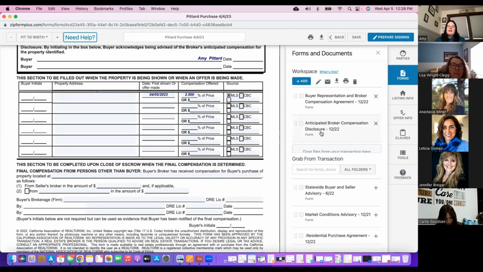Yeah, for the most part, your BRBC is probably being signed before this form's being signed, because your BRBC should be signed before you go show properties. So you would sign that, and then this one would be included with the offer for the most part. Okay. Yep. Thank you so much.